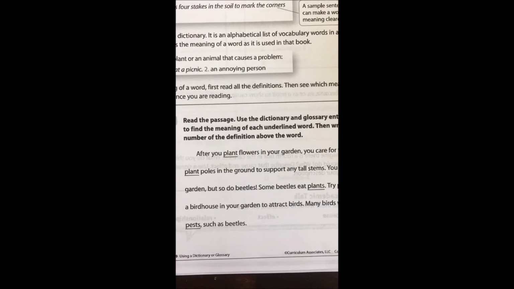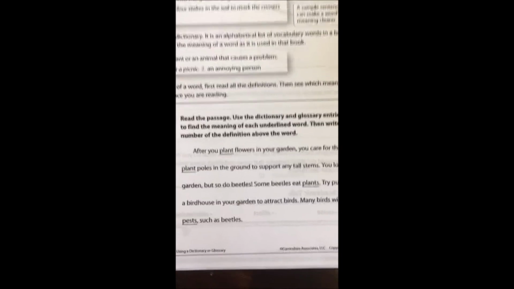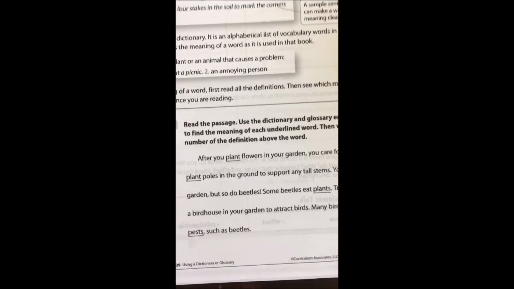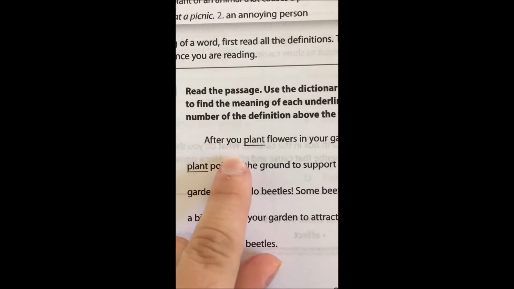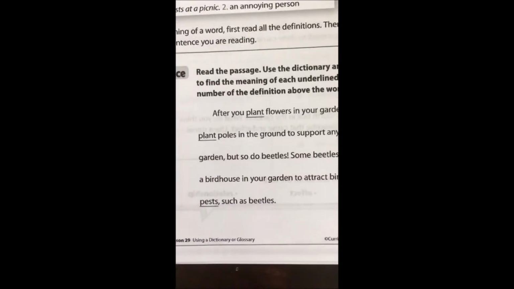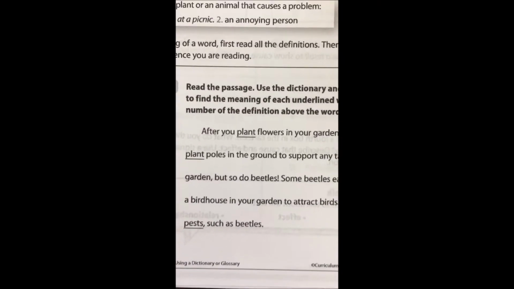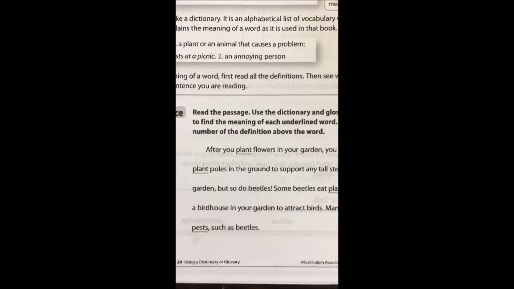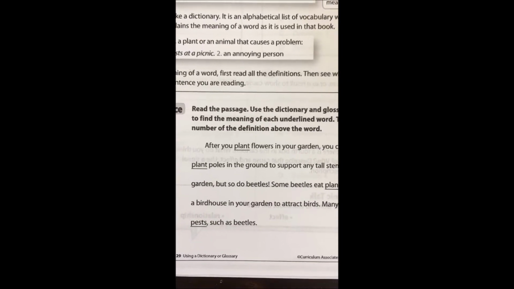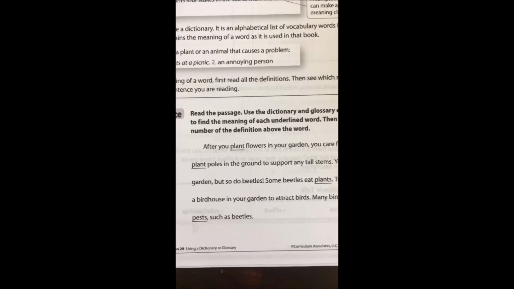Is that a person, place, thing, or idea? Is it a noun? Or is it an action word, or a verb? Well, it says, after you plant flowers. So that lets me know it's an action. So I'm going to think it's a verb. So now I know my part of speech. That's going to help me to find the definition. And I'm planting flowers in the garden.